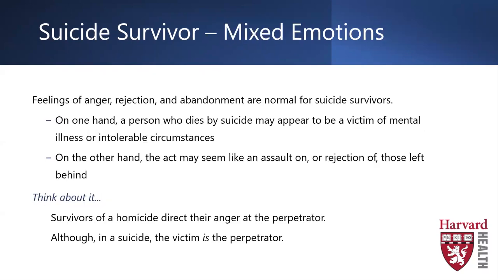Suicide survivors will go through mixed emotions regarding the suicide. They can have feelings of anger, rejection, or abandonment. On one hand, a person who dies by suicide may appear to be a victim of mental illness or intolerable circumstances. But on the other hand, the act of suicide may seem like an assault on or the rejection of those left behind. To put this into perspective, think about the survivors of a homicide. They tend to direct their anger towards the perpetrator, the one who took their loved one's life, although in a suicide, the victim is the perpetrator. This can cause a clash of emotions, leaving the survivor at a loss.